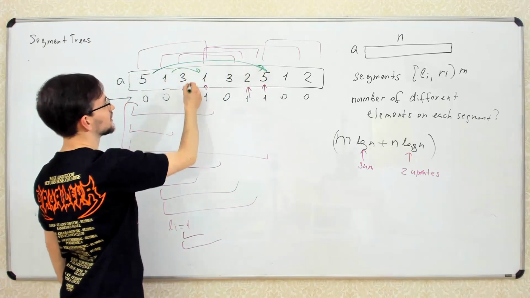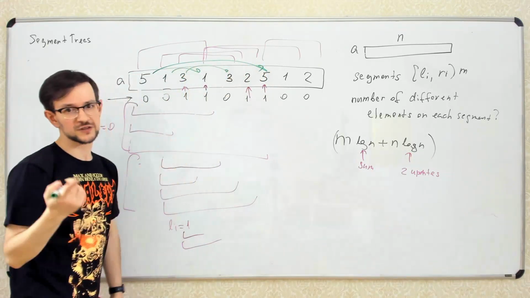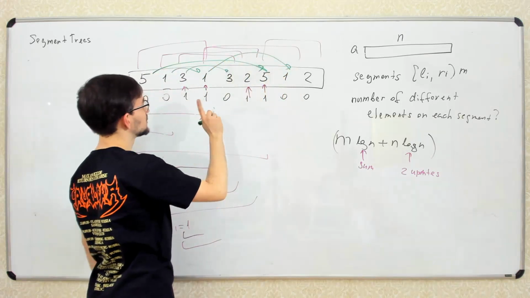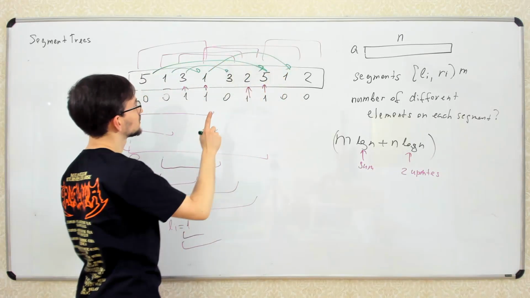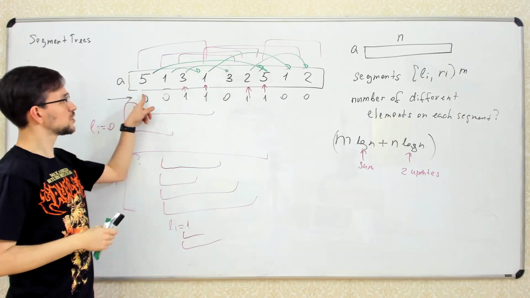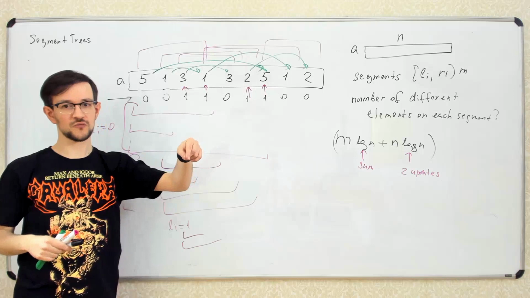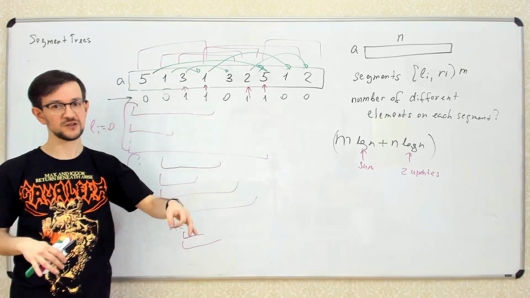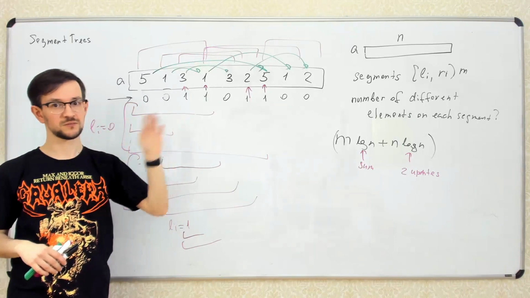But you can do it in linear time as well. I'll just leave it to you as an exercise. For each element, you need to pre-calculate the next element of the same value. You can do it just going from right to left in linear time using hash maps.